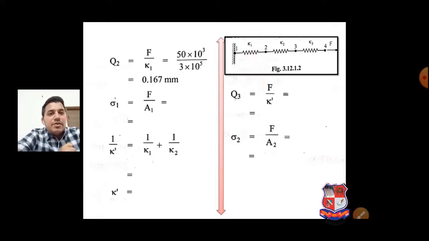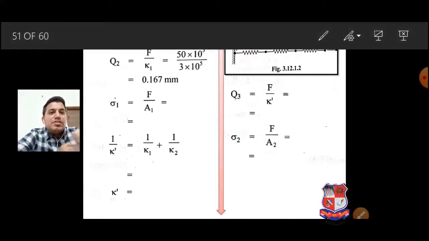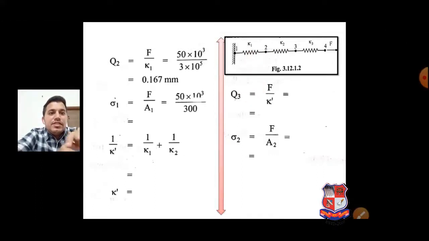Similarly, for the same purpose we have to find the stress, and to find the stress we are putting the value of F by A1. So 50 into 10 raised to 3 divided by 300. So the answer is 166.667 Newton per mm square. So this is the particular answer for the stress.